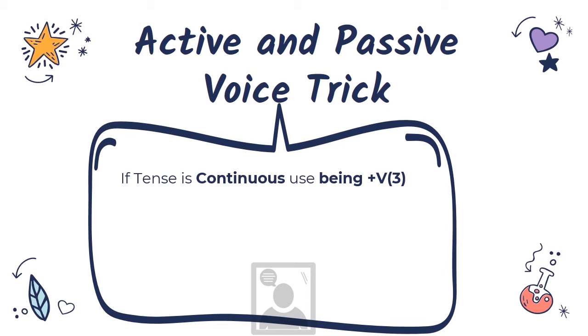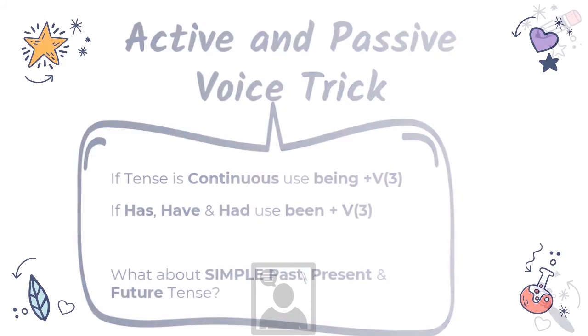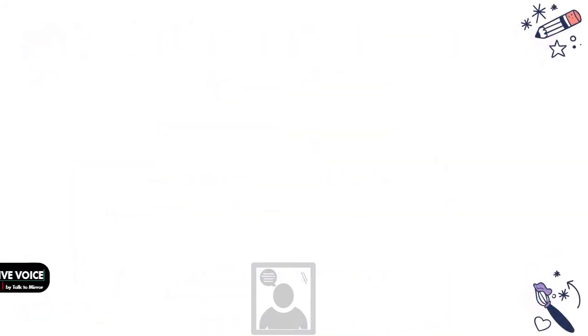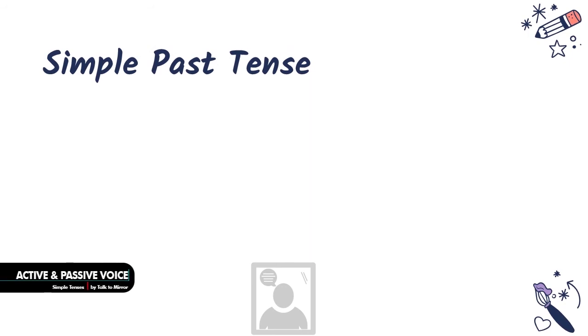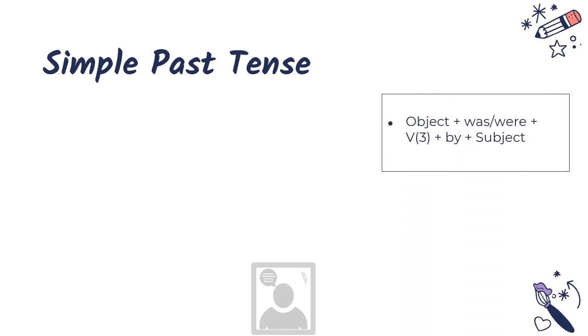So let's summarize it. Rule number one is if the tense is continuous, we have to use being plus verb's third form. If there are has, have, and had, we have to use been plus verb's third form. But what about if the tense is simple present, past, or future tense? So there are some different rules. These are a little bit tricky, so we need to pay attention to them.